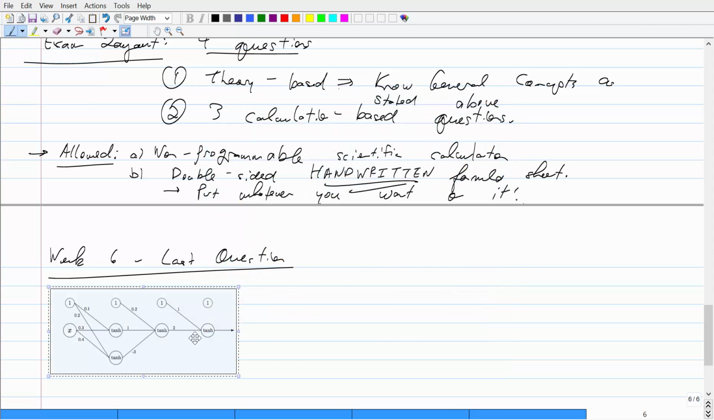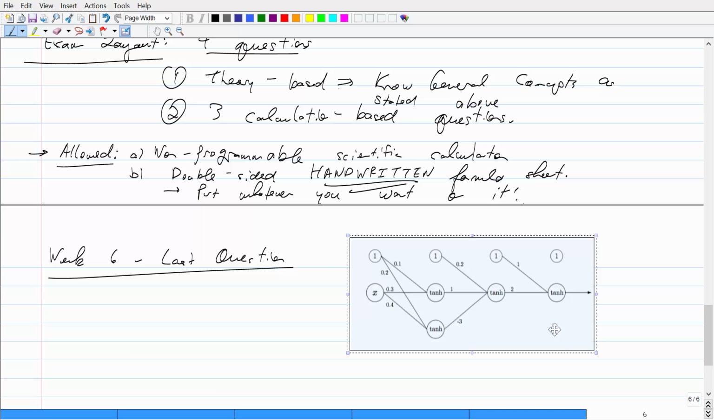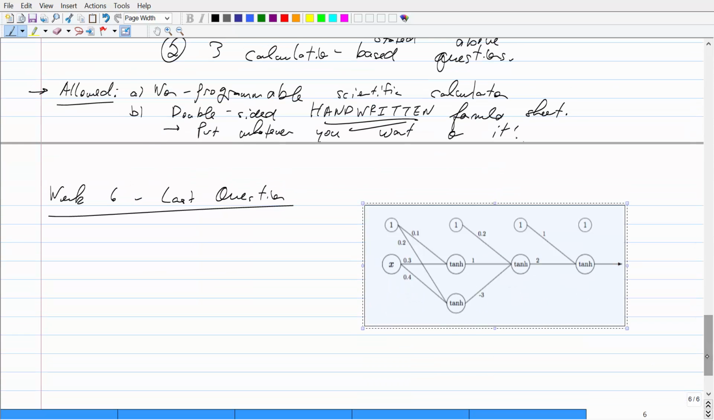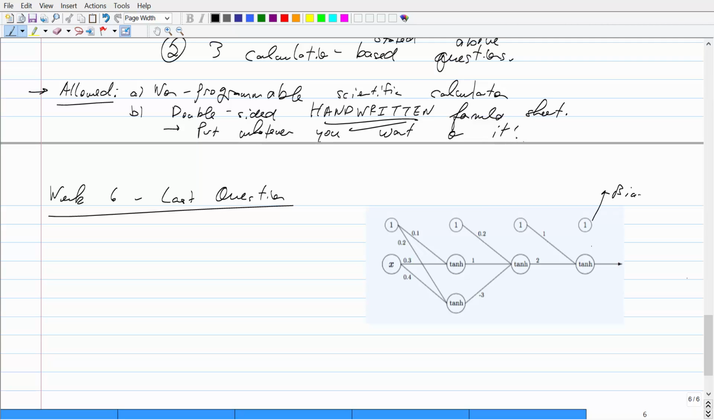So this is the neural network that we had. Okay. So we see here that this is a 2 hidden layer, 1 input, 1 output layer neural network. So we see here that these are the bias units. And then we see here that there's only 1 input neuron, which is nice. It makes things less complicated.